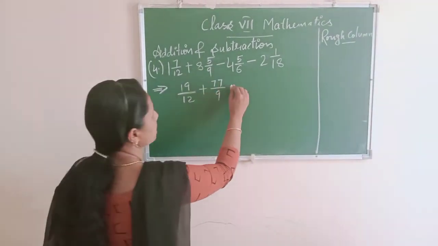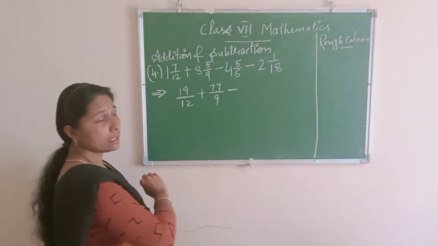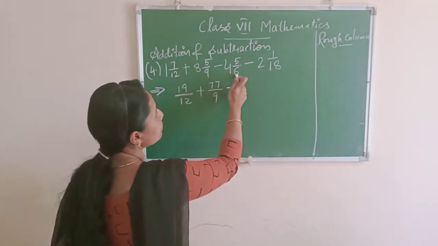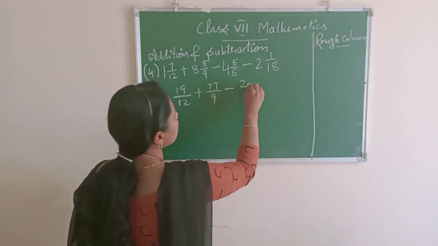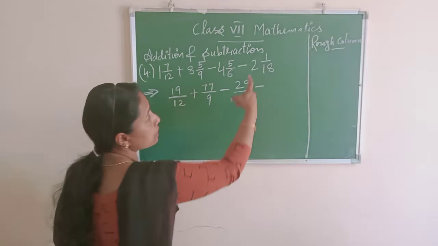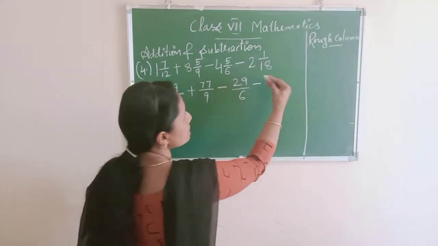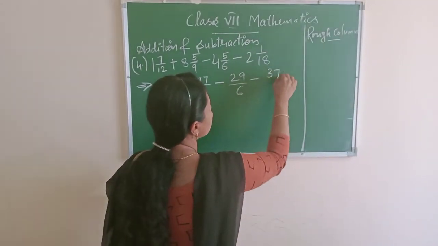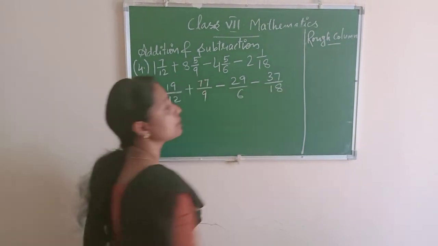The third one is subtraction, that's why you put the subtraction sign here. And 4 into 6, 24. 24 plus 5, 29 upon 6. This is also subtraction. Put the subtraction sign. 2 into 18, 36 plus 1, 37 upon 18.